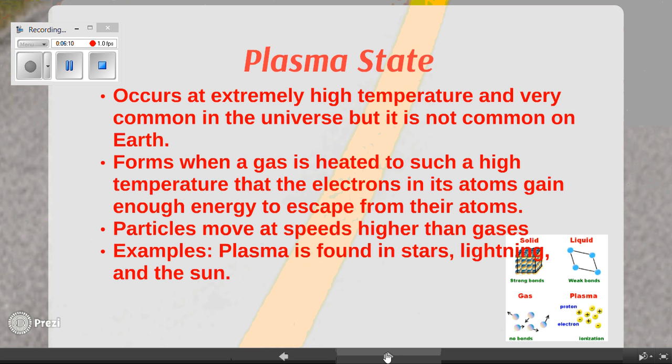Of course, plasma states move at speeds higher than gases. We talked about gases move at high speeds. Well, think about if you take that gas and you heat it up to a very, very high temperature, it's going to be moving even faster.